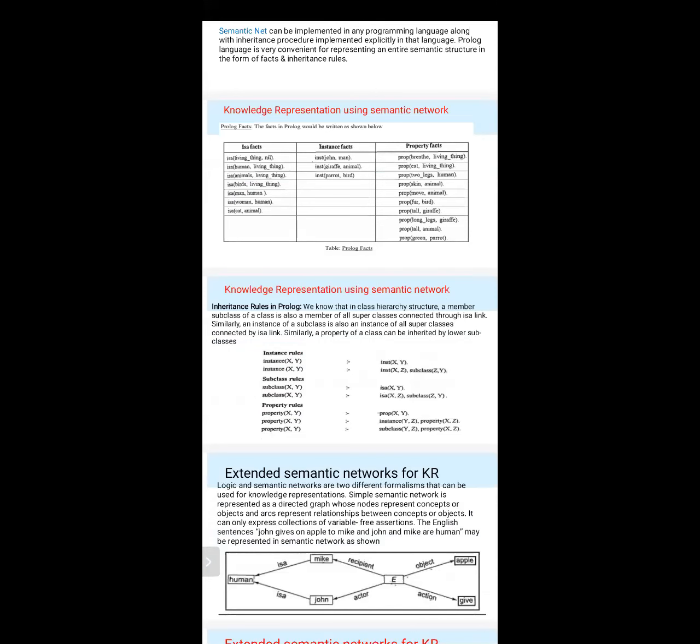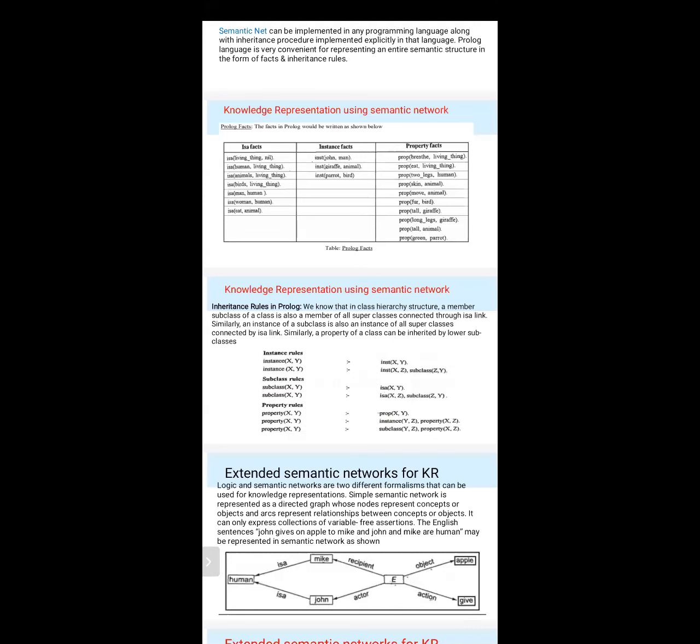We know that in a class hierarchy structure, a member of a subclass of a class is also a member of all superclasses. Superclass means the highest one, and the next level nodes are subclasses. That means a member of a subclass of a class is also a member of all superclasses connected using IsaLink, that is, whichever nodes are connected through IsaLink.